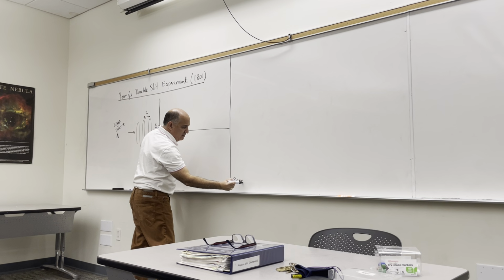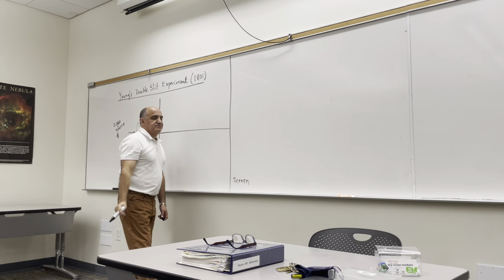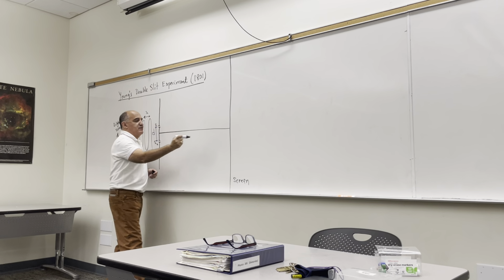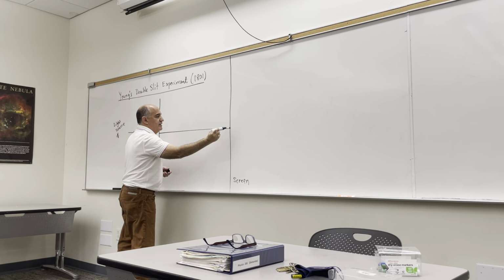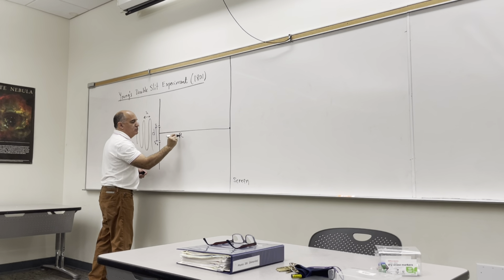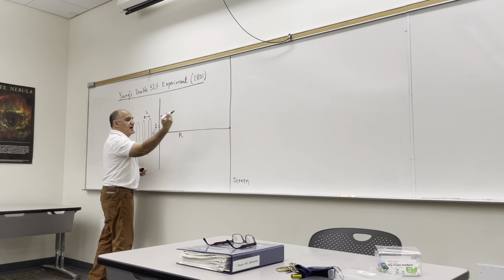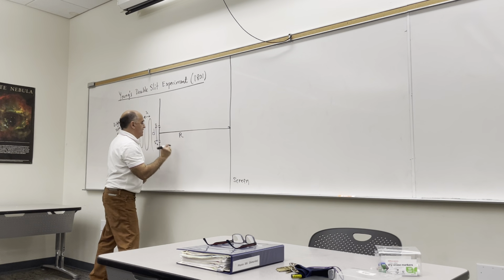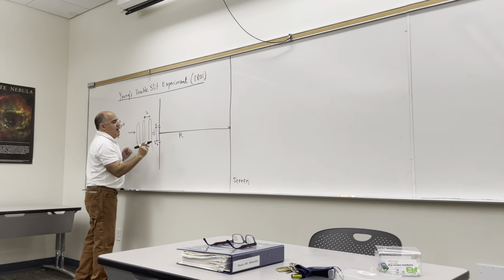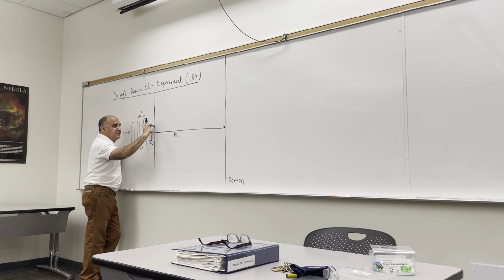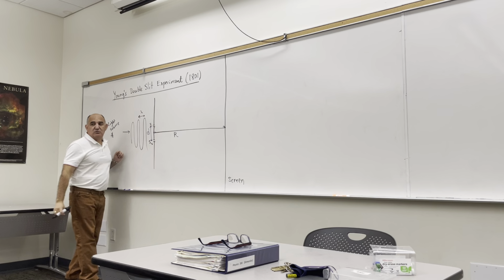A viewing screen. Okay? And this point over here, right? This line over here, r is the distance between the two slits and the screen. And this line over here is perpendicular to that, and this point over here is right between the two slits. So this distance is d over 2, this distance is d over 2.